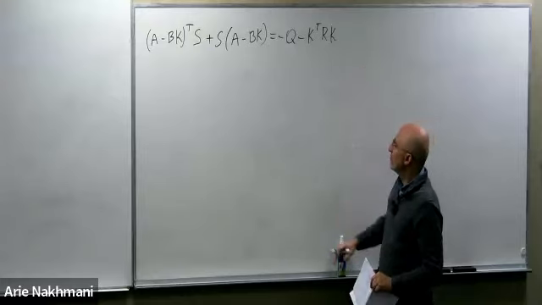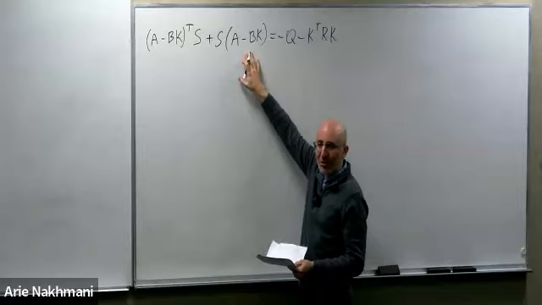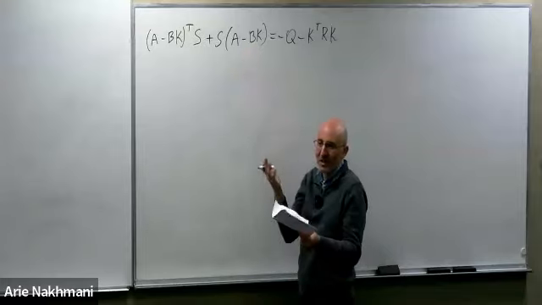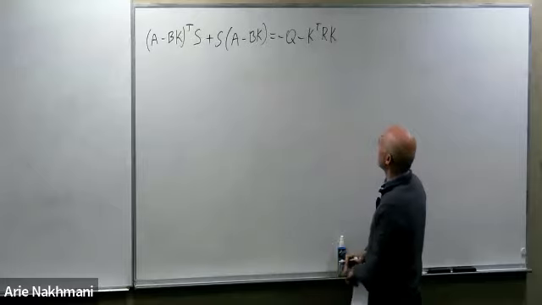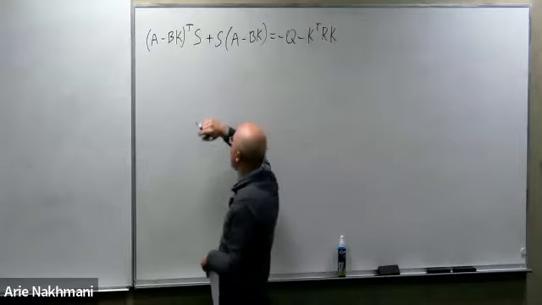So, and we know that this matrix is always stable because it's the closed loop matrix, right? So we know that the closed loop system needs to be stable. All right, so let's do some manipulations on that. Let's open the parentheses here.